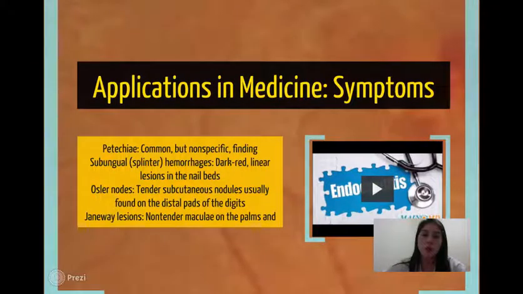Continuing, now we're going to go to applications in medicine. What are the symptoms that we observe in infective endocarditis? First, we have petechiae, which are common but non-specific. We have also subungual or splinter hemorrhages, which are dark red linear lesions in the nail beds. Osler nodes, which are tender subcutaneous nodules usually found on the distal pads of the digits, and Janeway lesions, non-tender maculae on the palms.